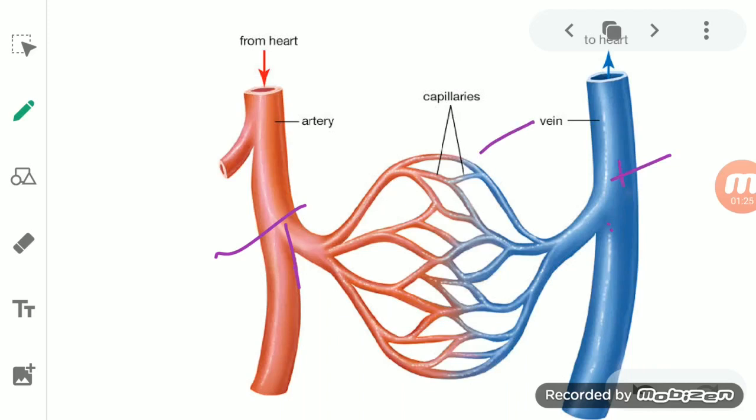So the vein carries the deoxygenated blood, and the artery carries the oxygen rich or oxygenated blood. Blood is mainly present in the blood vessels, that is arteries, veins and capillaries, which connect together to form a system, and that system is known as the circulatory system.